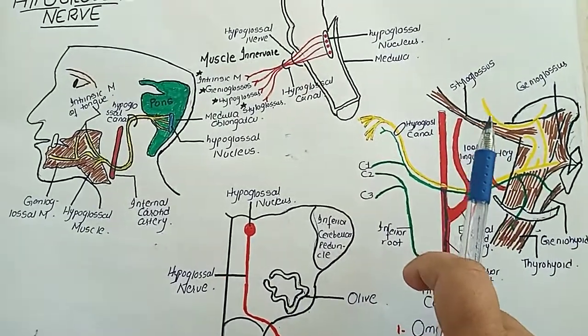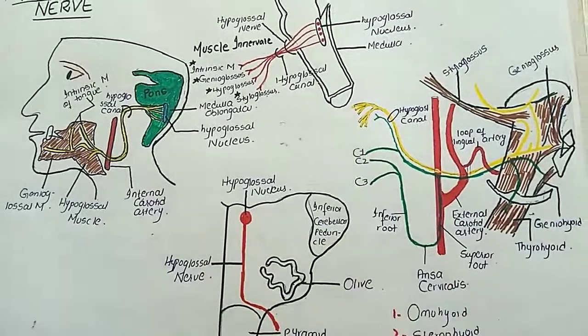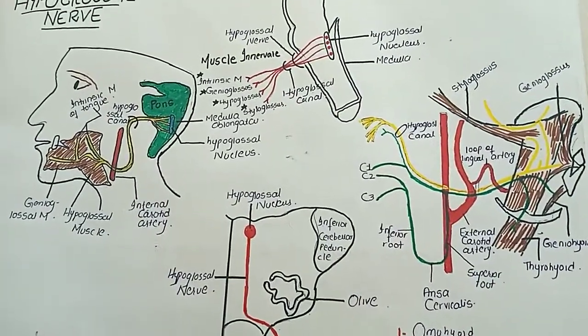So here we are done with the hypoglossal nerve and the ansa cervicalis in relation to the hypoglossal nerve.